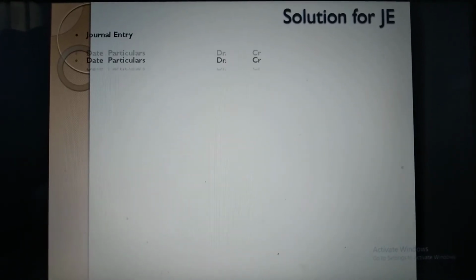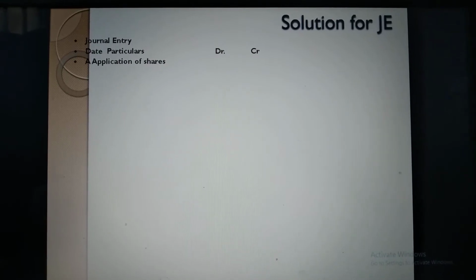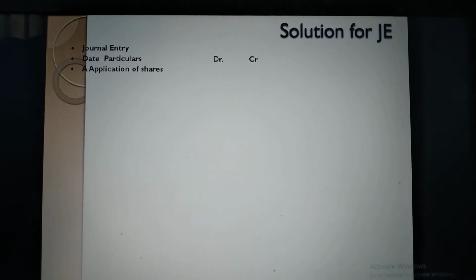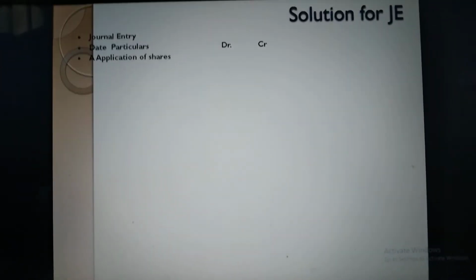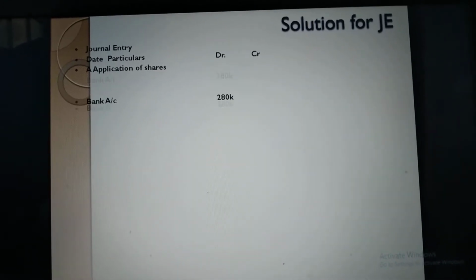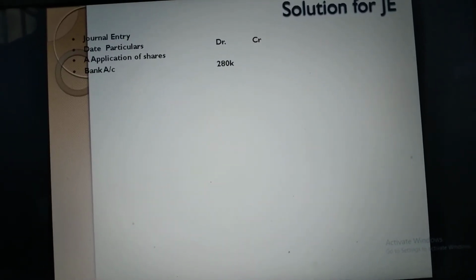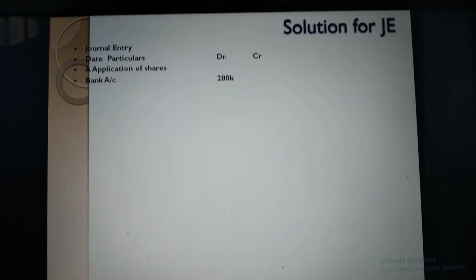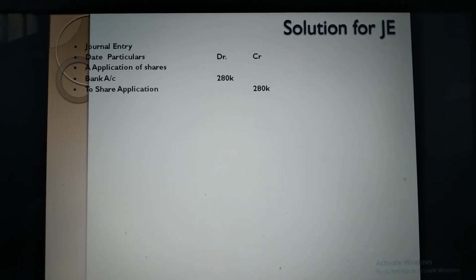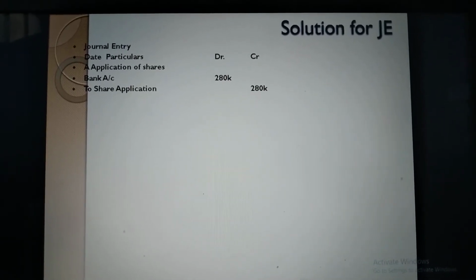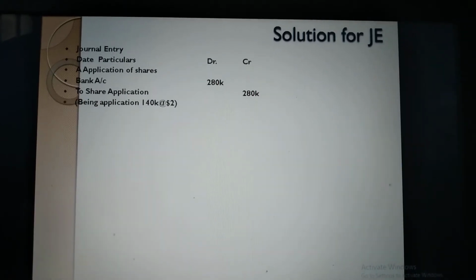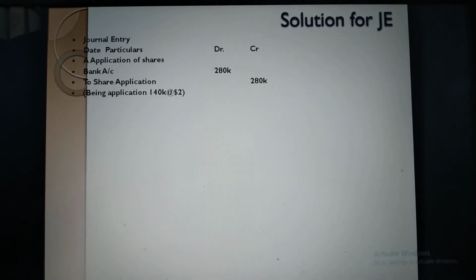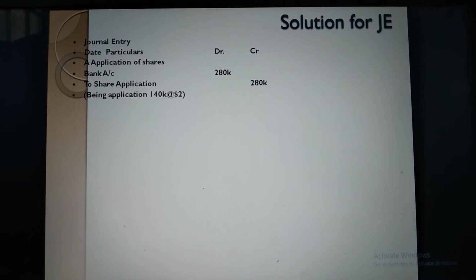Now, how do you prepare a journal? Number 1, we follow the procedures. So journal entry: date, particulars, column. Number 1 is the application of shares. In application of shares, we have 2 types of account which are open. 1 is bank account, which we are debiting 280,000 for the shares which were received for 140,000. Then you credit share application, which is 280,000. Then give the narration, being application of shares, which is worth 140,000 at shillings 2.